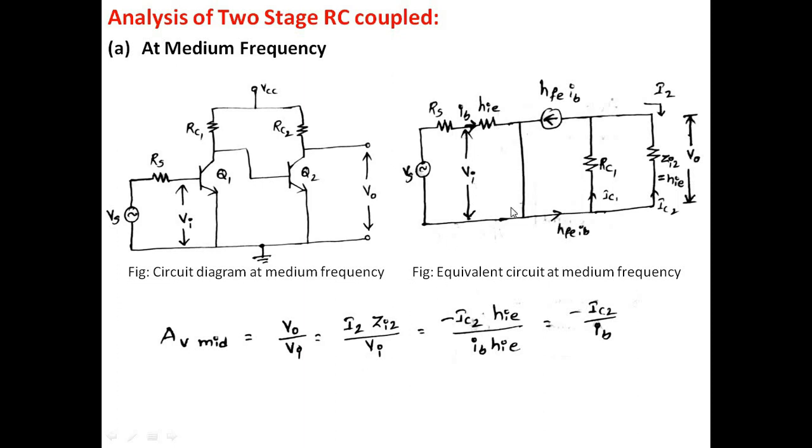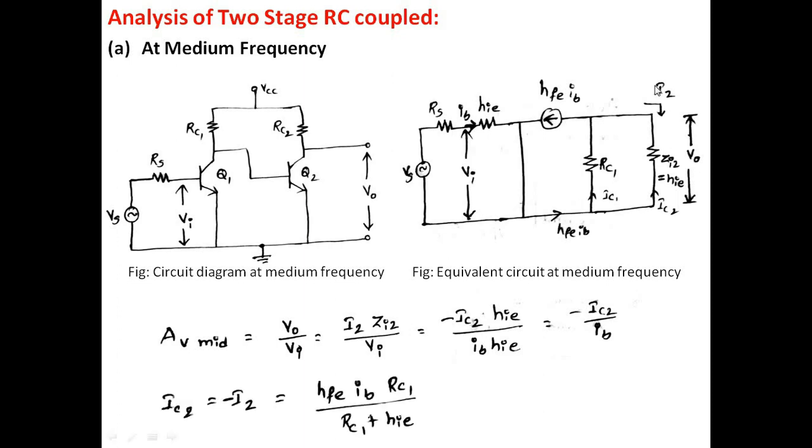This is the loop. If you apply the loop, Vi becomes HIE into IB. And we know I2 is equal to minus IC2. Now instead of I2, just replace it with minus IC2. Anyhow, Zi2 is equal to HIE, so replace that. HIE divided by Vi, which equals IB into HIE. Now you can write it as HIE gets cancelled, minus IC2 divided by IB. Now we need to calculate what IC2 is.